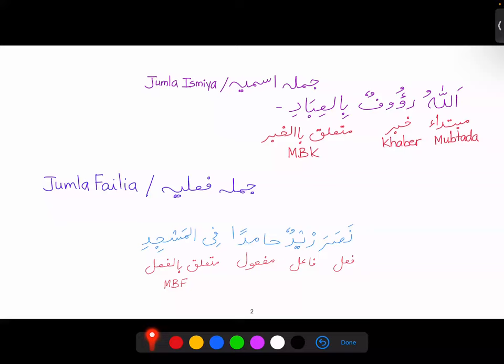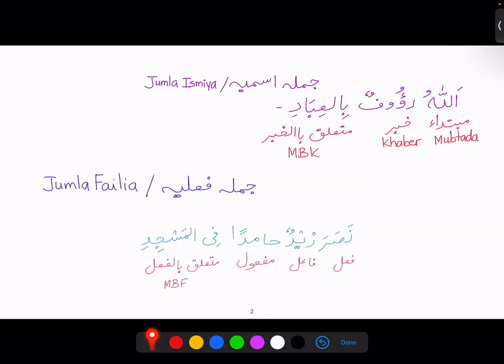However, when we have the word Nasara, just the word Nasara, this is a fail. And we now know that the file is most of the time already inbuilt in the fail. So when I say Nasara, I have a fail and I have a file. And fail and file are good enough to make Jumla Failure. We do not need anything else. It will make complete sense.